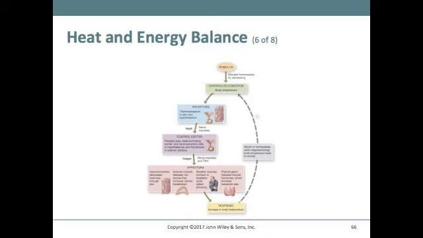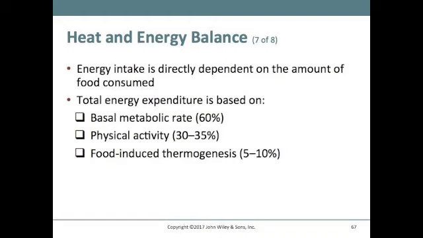Core temperature is a temperature in the body structures deep to the skin and subcutaneous tissue. Shell temperature is a temperature near the body's surface. Moving on to the next slide. Energy intake is directly dependent on the amount of food consumed. The total energy expenditure is based on the basal metabolic rate, which comes in at 60%, physical activity, which comes in at 30 to 35%, and food-induced thermogenesis, which accounts for the remaining 5 to 10%.